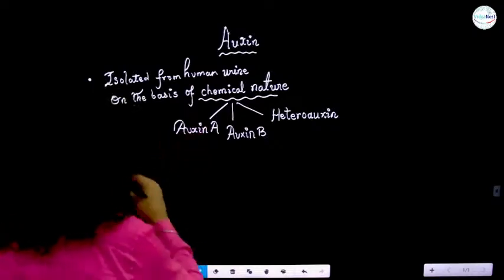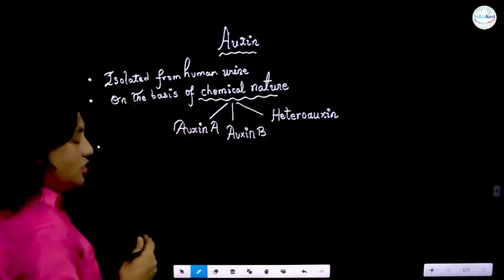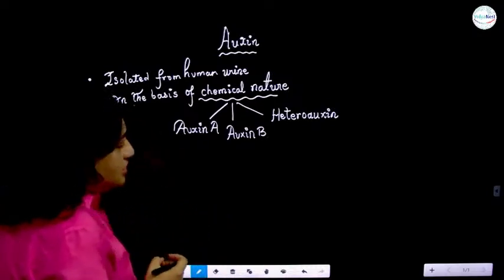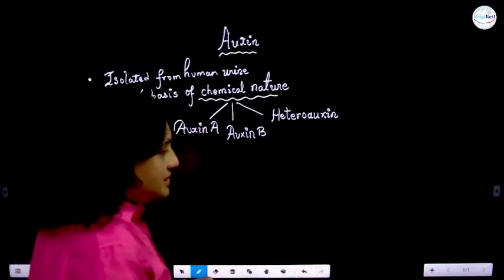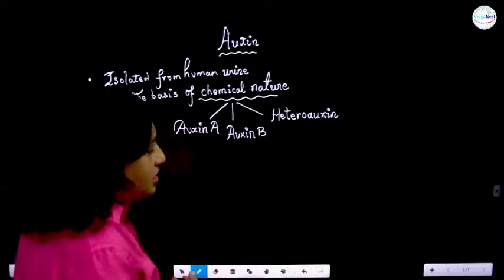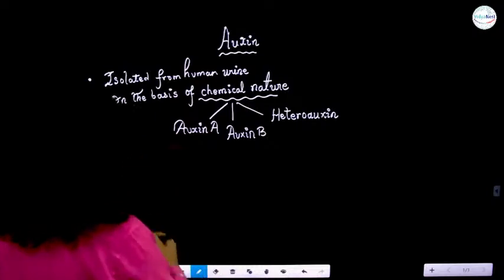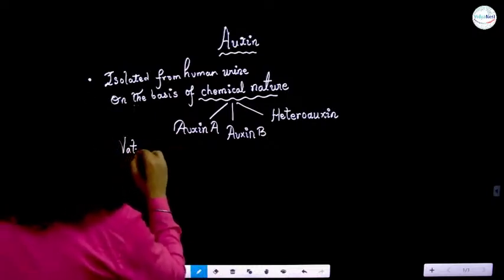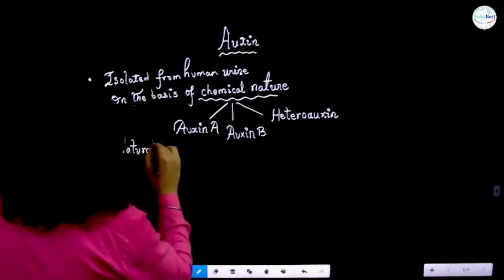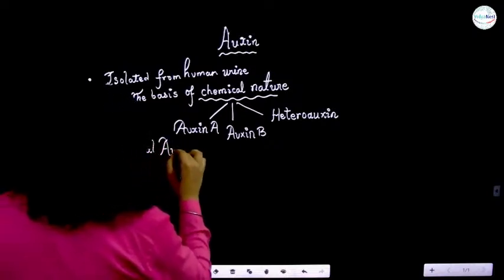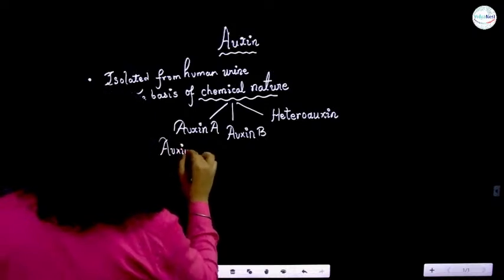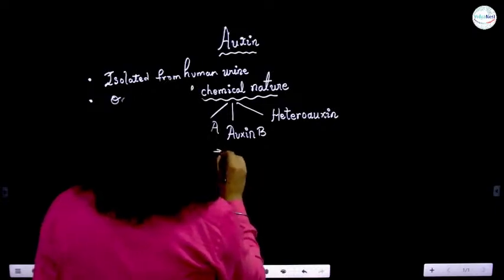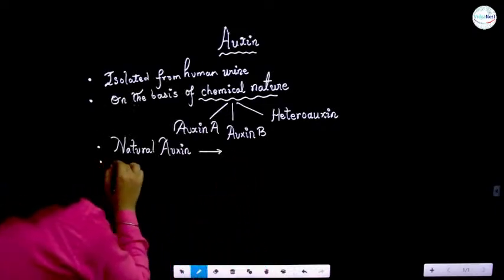And along with that, if we talk about the different types of auxin on the basis of their availability, that means whether it is naturally made auxin or synthetically made auxin, that means natural auxin, this is one, and another one is synthetic auxin.